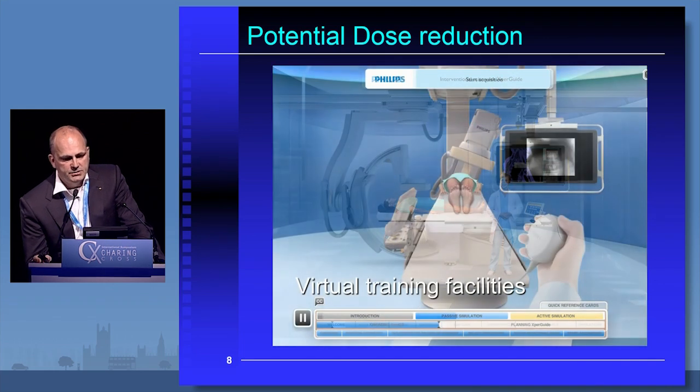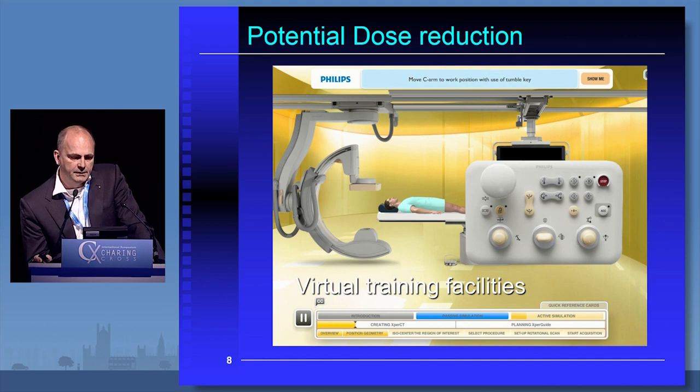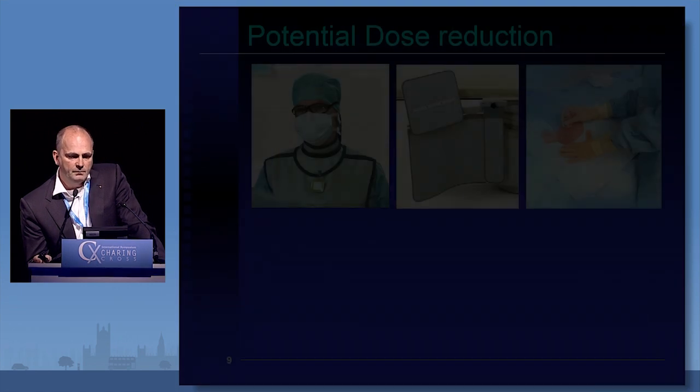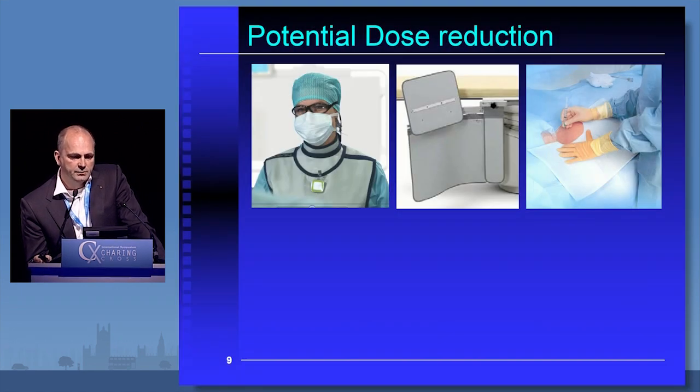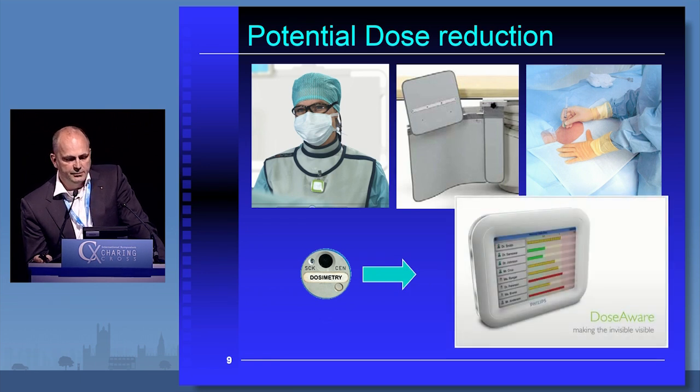What can we do for potential dose reductions? I've put a lot of effort into developing virtual training facilities, to be able to teach young doctors and fellow interventionalists in difficult and complex procedures. What else can we do? Well, most of us are pretty much familiar with potential dose reduction, like the dose awareness we have, the monitoring we do, and also taking some other tools that prevent us from getting too much radiation as an operator.